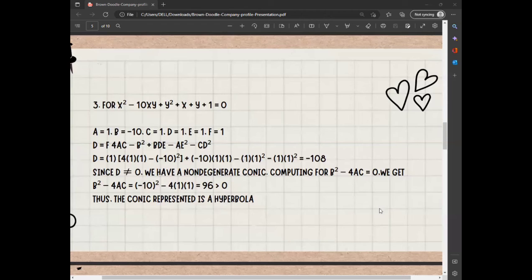So we compute b squared minus 4ac. We get negative 10 squared minus 4 times 1 times 1, which is equal to 96, which is greater than 0. So what we got here is a hyperbola.